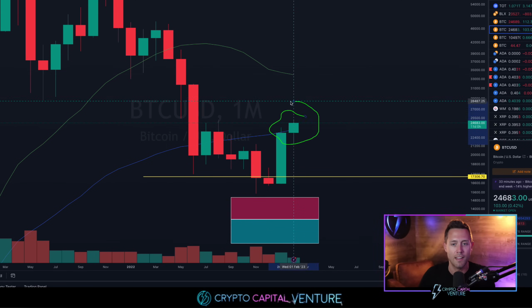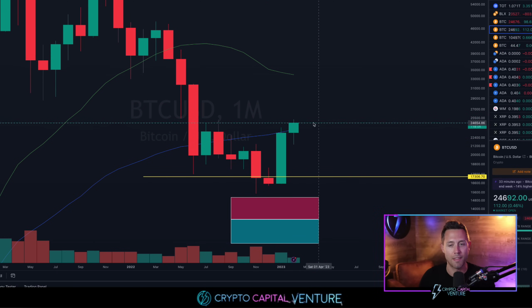So this is the monthly chart. We've been talking about this 50-month moving average, Bitcoin contending with it. This was not happening. This is the first time this has ever happened for Bitcoin. 11 days left on this monthly.